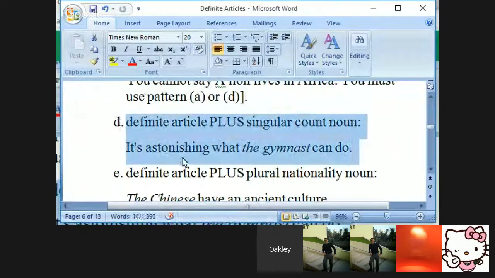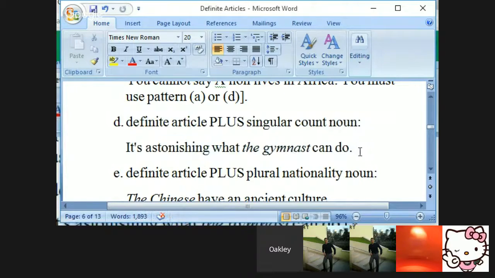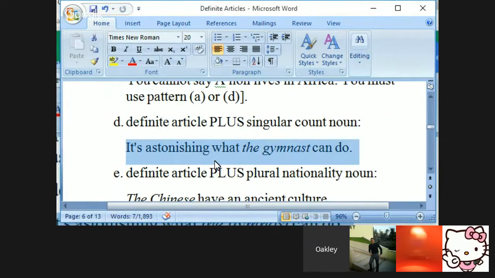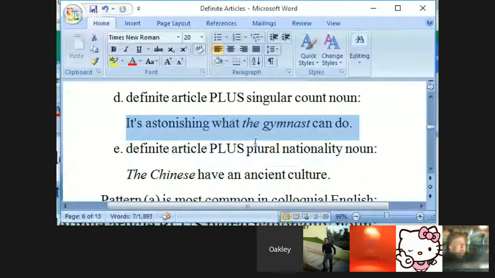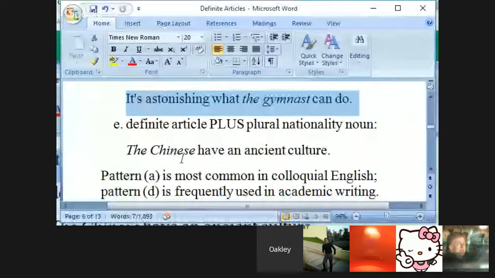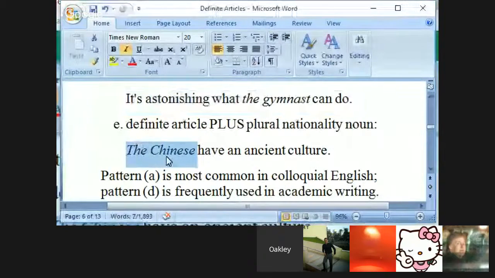This is extremely formal, and unless you're writing a textbook, I would forget about it. It's astonishing what the gymnasts can do. You might hear somebody speak this in a documentary, for example, or read it in a textbook. For practical purposes, it's fairly useless. I count this as more of an exception.